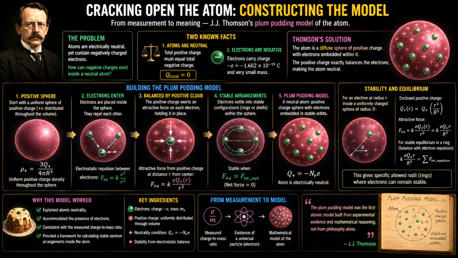He calculated specific arrangements where electrons could sit in rings or shells within the sphere and remain in stable equilibrium, repelling each other while being held in place by the surrounding positive charge. This became known as the plum pudding model, not just a sketch, but a mathematically reasoned structure built directly from the charge-to-mass measurement and the neutrality requirement.